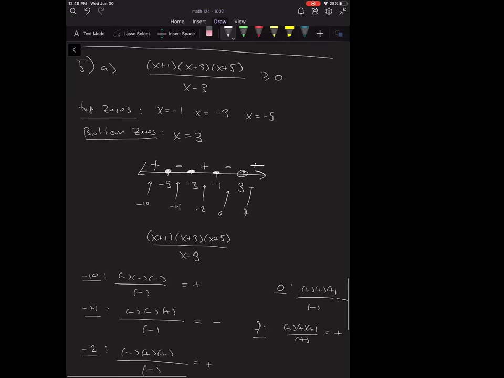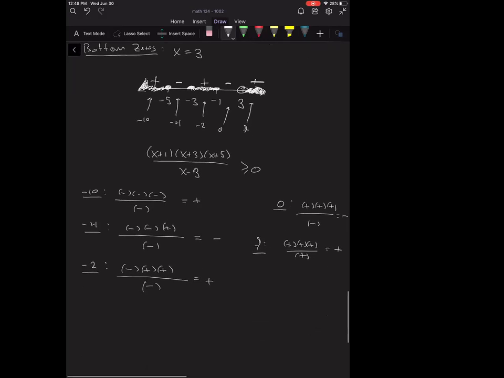Okay, so what are we looking for here? We're looking for this to be bigger than 0, and bigger than 0 refers to positive sections. So we're going to shade in all of our positive areas. That's positive, we'll shade that in. This is positive, we'll shade this in. And over here is positive, we'll shade this in. So that's going to be our answer. Our answer is going to be minus infinity up to minus 5, a bracket on minus 5 because of that closed circle. Then we have minus 3 to minus 1, and then 3 to infinity.